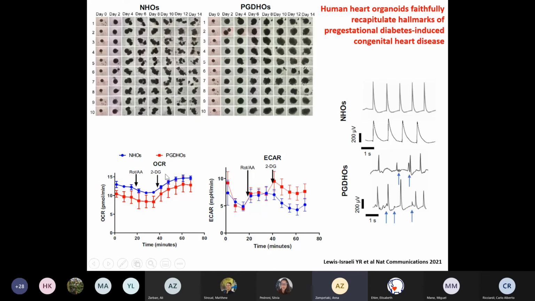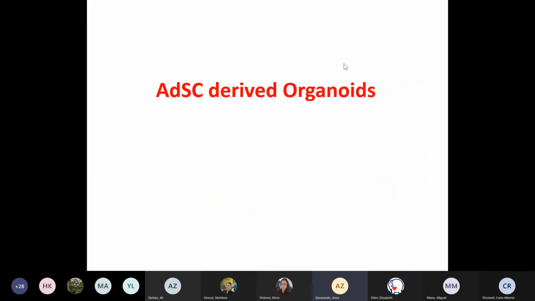Also, they studied the metabolism in these organoids, and they showed differences that are in line with what we would expect in congenital heart defects. And as far as the electrical activity is concerned, you see that there is some indication of arrhythmias, suggesting that this is a model that could be used to study congenital heart defects. Now, we're going to change gears, and we're going to talk about adult stem cell derived organoids.